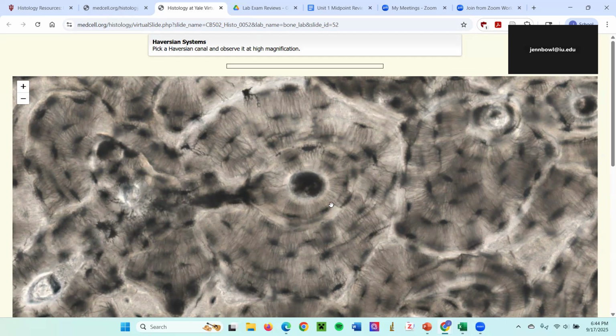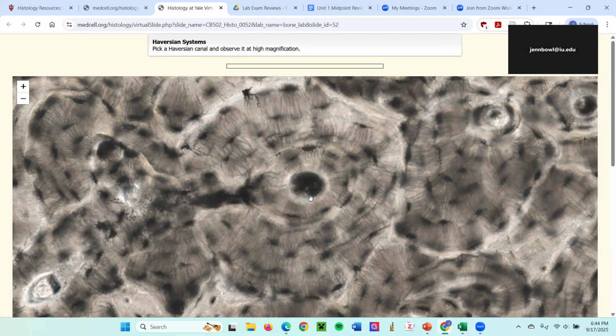One thing that has been confusing students recently is figuring out canaliculi versus lamina. So the lamina is that ring. The osteon is made of lamina. I want you to put that in one category in your mind. And then canaliculi are going to be completely separate.